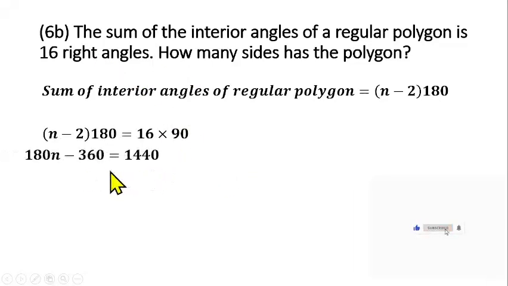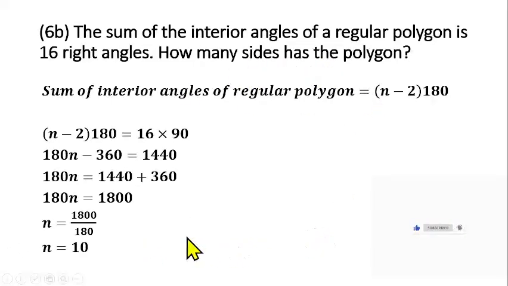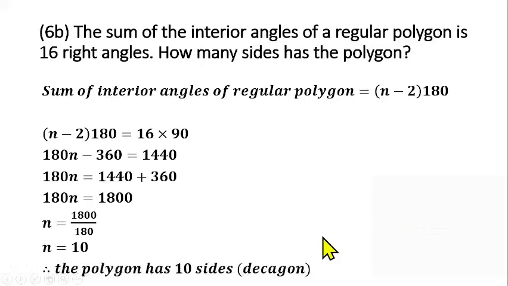So that means, if you open the bracket here, you have 180n minus 360 equals, and this multiplication will give us 1440. Collecting like terms, this comes here, so you have 180n equals this plus this. Then that will give us 1800, and dividing both sides by 180, n will be equal to 10. So that means the polygon has 10 sides, and the name is decagon. Although we are not asked to name the polygon, I just gave it there.